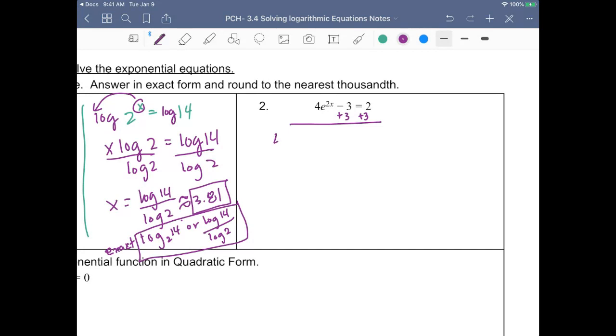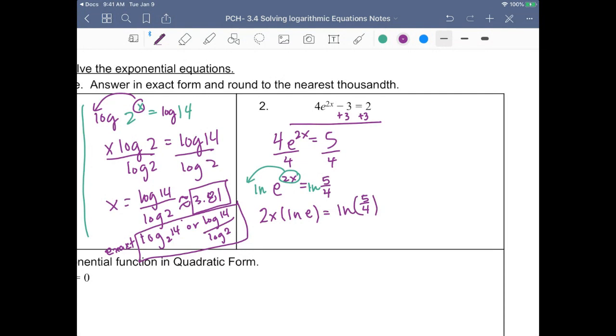And I get 4 e to the 2x is equal to 5. Go ahead and divide by 4. So e to the 2x is equal to 5 over 4. Leave it as a mixed number, please. I'm going to take the ln of both sides because ln of e is equal to 1. And I'm going to move the 2 to the front. So I get 2x times ln e is equal to the ln of 5 over 4.